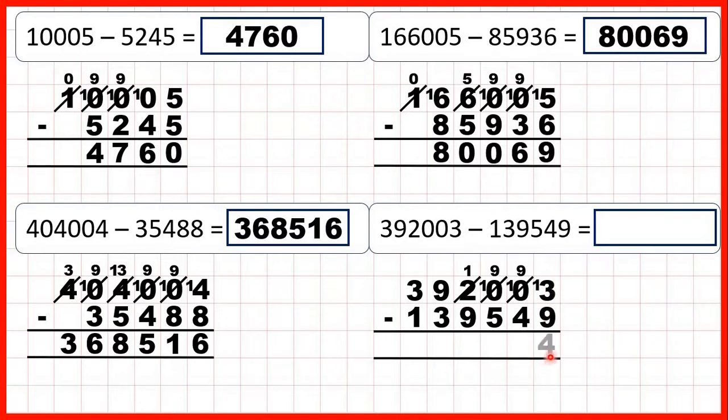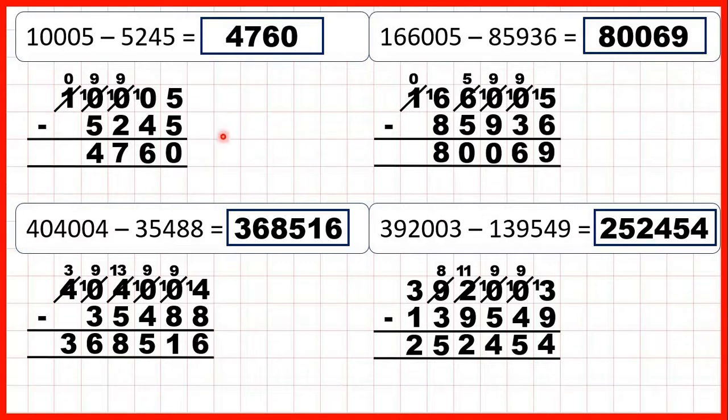13 minus 9 is 4, 9 minus 4 is 5, 9 minus 5 is 4. We can't do 1 minus 9, so go to the left, 1 less, 1 in front. 11 minus 9 is 2, 8 minus 3 is 5, and 3 minus 1 is 2. That gives us 252,454.